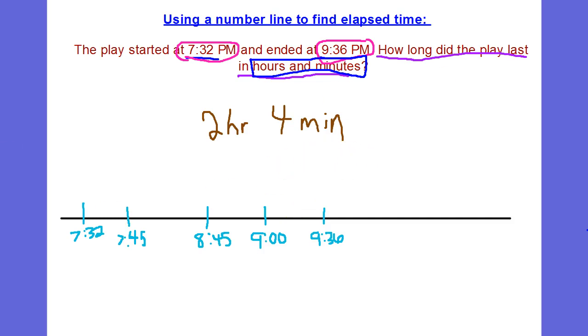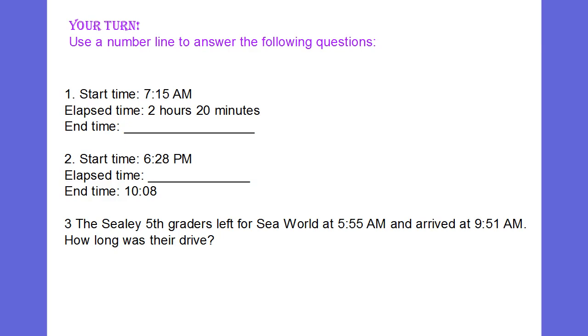Alright, now it's time for you guys to do some practice problems. Right here you have 3. In number 1 you're going to have to find the end time. Number 2 you're going to find the elapsed time. And for number 3 you're going to find the elapsed time as well. So what I want you to do is complete these in your math journals. Please make sure you write a quick summary of the video as well. And then we will discuss these 3 questions in class tomorrow.